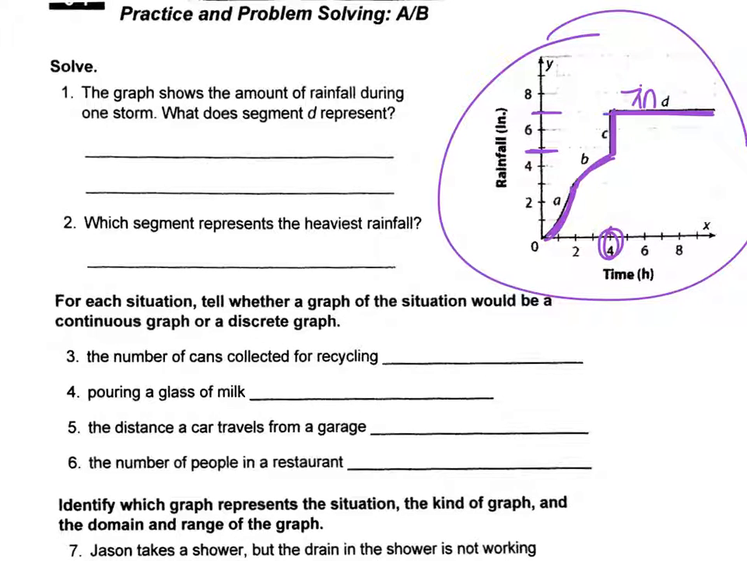So what does segment D represent? Segment D would be it not raining, or there's no more additional rain. All right, which segment represents the heaviest downfall? Well, A is a pretty heavy downpour because it's steeper. B is going to be increased also, but C is, like I said, almost instantaneous.